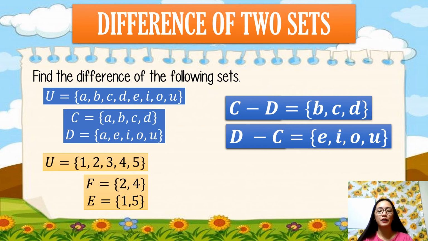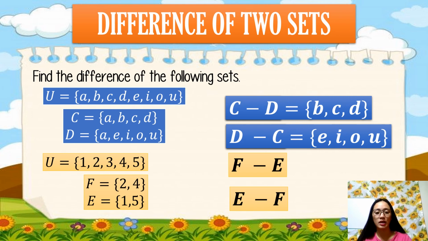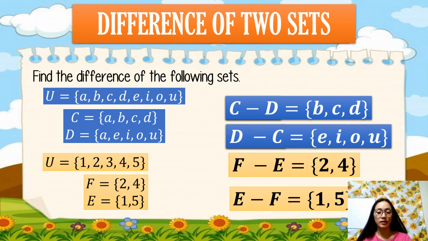Next example, let's have the difference of set F and set E, and set E and set F. When we get the difference of set F and set E, we will have set F only, excluding their common element. Therefore, we have 2 and 4. Then if we are going to get the difference of set E and set F, we have 1 and 5. Since there is no common element between the two sets, we'll just simply copy the elements of the two given sets. So those are the different operations on sets.